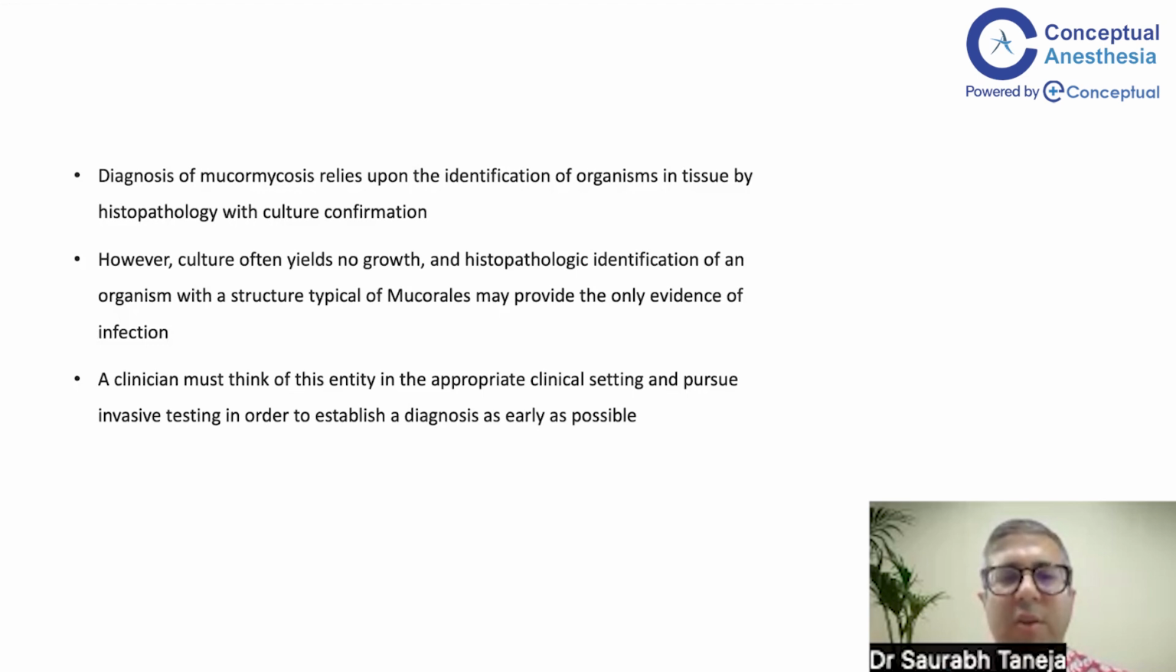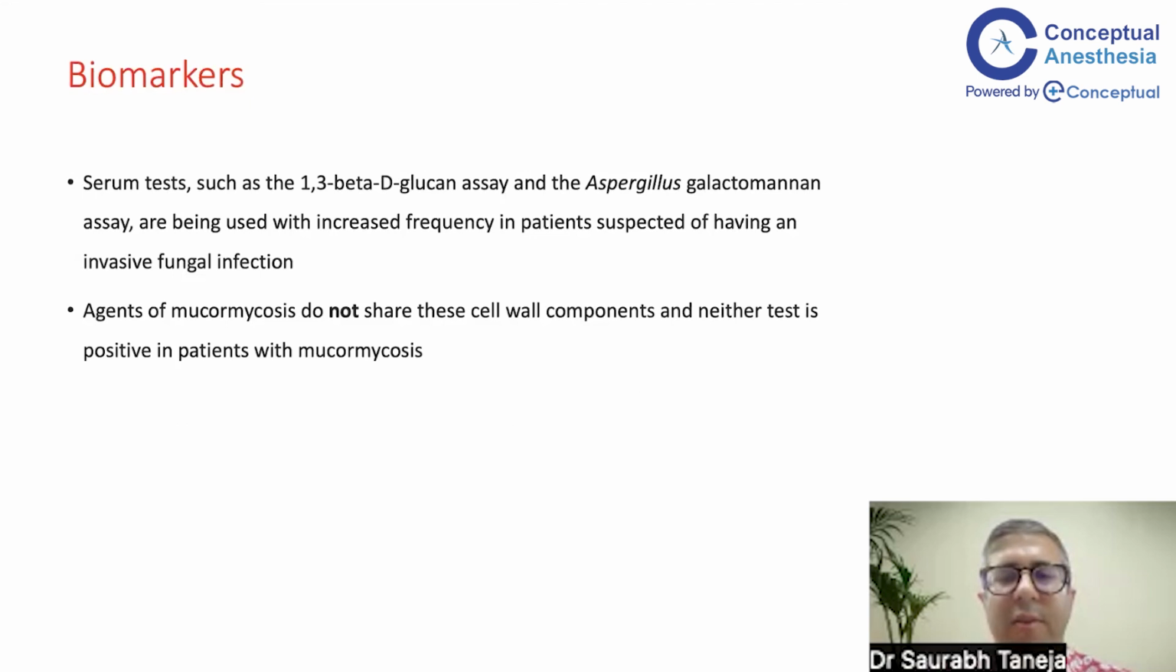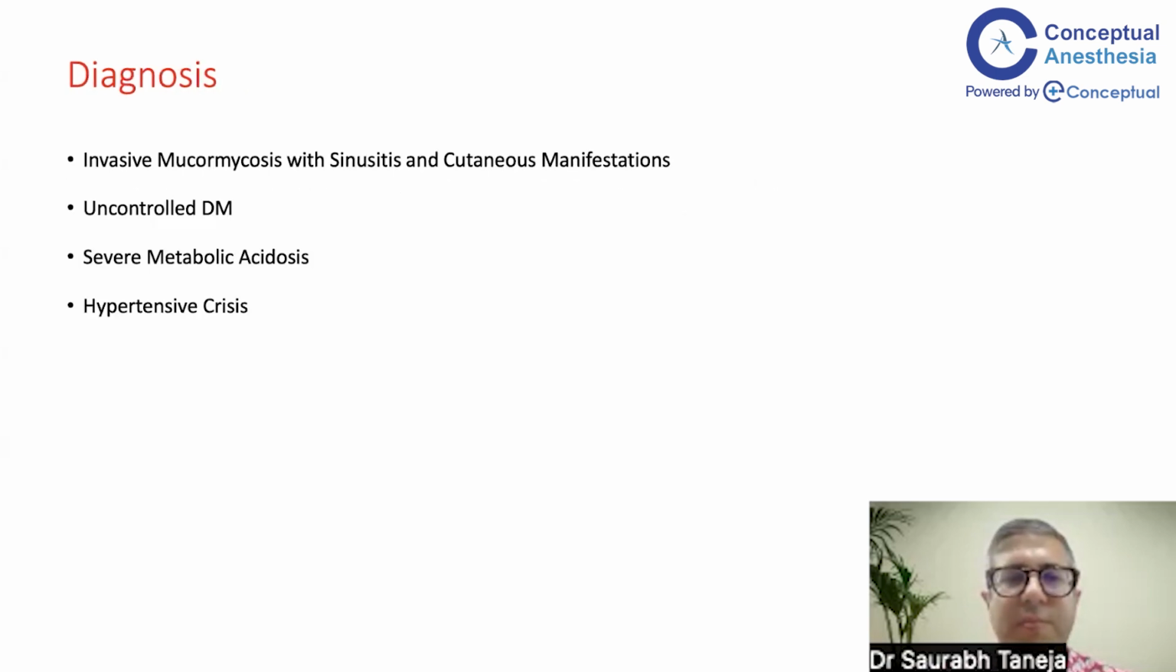mucormycosis. Nowadays, fungal biomarkers are being done. Serum tests like the 1,3-beta-D-glucan assay and the Aspergillus galactomannan assay are being used frequently for invasive fungal infections. But agents of mucormycosis do not share these cell wall components, and neither test is positive in patients with mucormycosis. This can come as a multiple choice question.